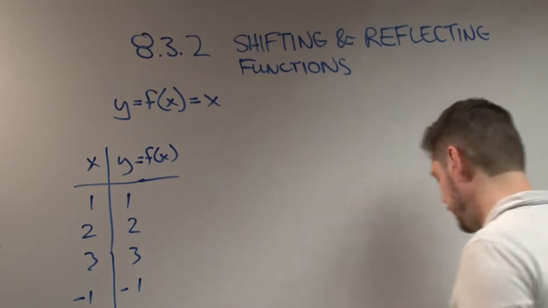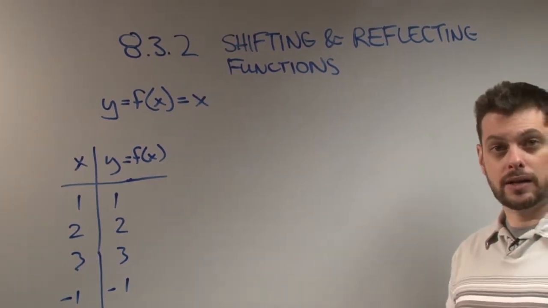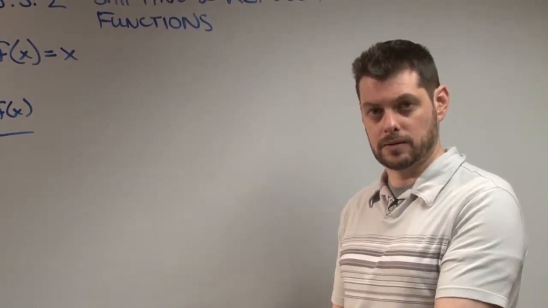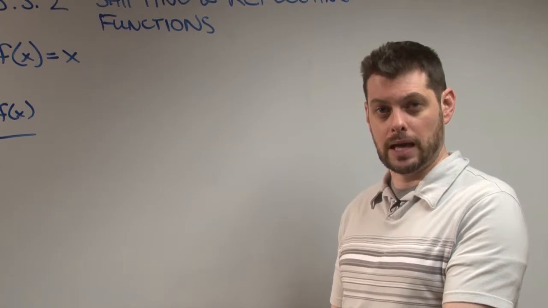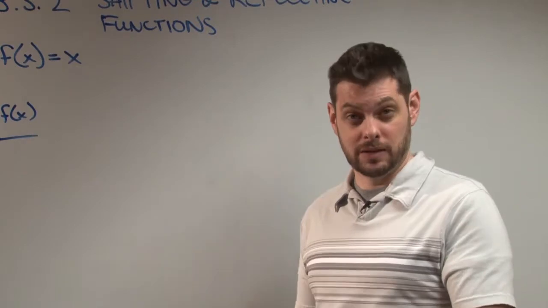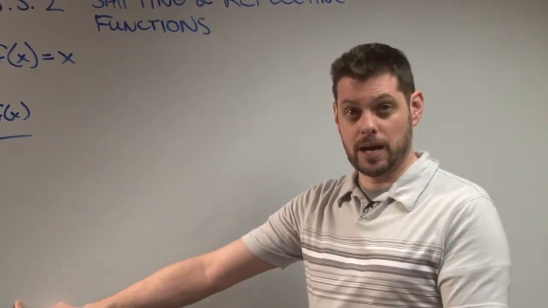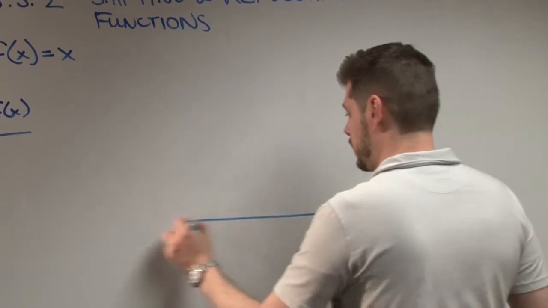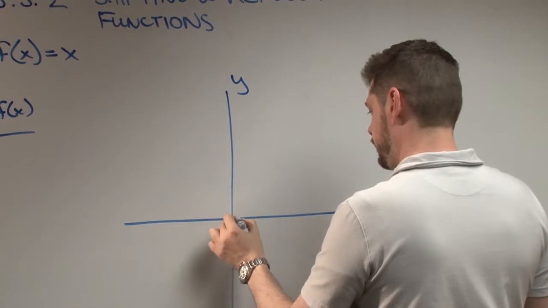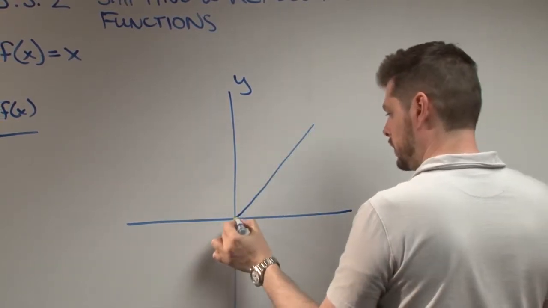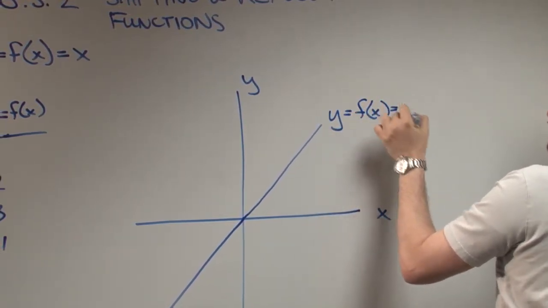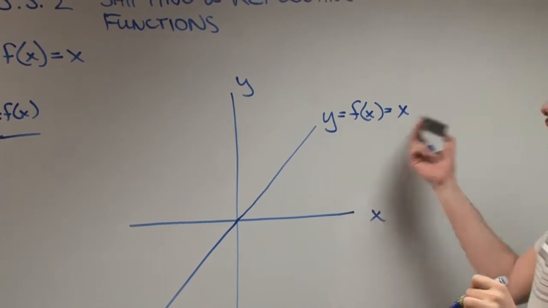-1, -1, okay? And then the same strategy that we've been using, after I build my table values, I turn those table values into ordered pairs, then I plot those ordered pairs on a coordinate system, and then I draw my shape. I'm going to skip a bunch of those steps because it's really easy to see what kind of shape my graph is going to take. It's going to be a 45-degree angle line that goes off like this. This is the graph of the function y is a function of x and it equals x.